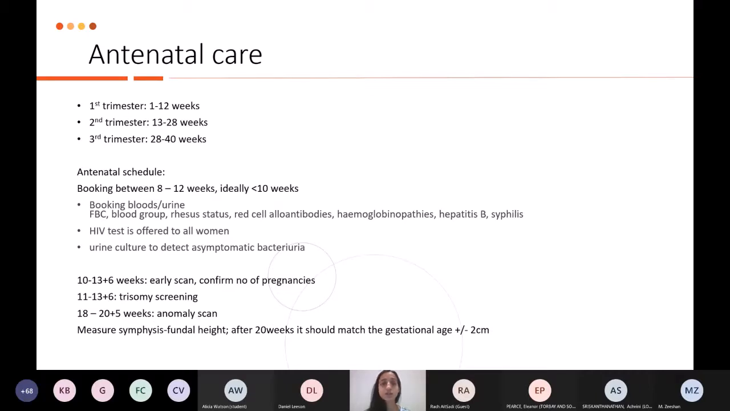When you're seeing women, you would expect that you would measure their symphysis fundal height, and from 20 weeks onwards, you would expect that it would match the gestational age plus or minus 2 weeks. So if they're 24 weeks, you'd expect they'd measure between 22 and 26 centimetres. And you would expect that women feel their babies move around 16 to 24 weeks. If it's their first pregnancy, maybe a little later, so around 20 weeks, and you tell them that if they don't feel their baby moving by 24 weeks, then they should tell their midwife.